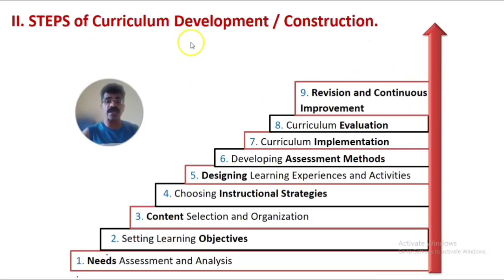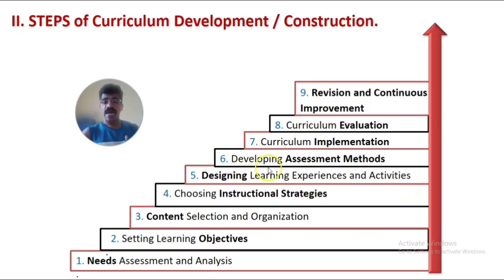Now let us talk about the steps of curriculum development or construction. There are 9 important steps. First one is need assessment and analysis of that need. Second is setting learning objectives, goals and objectives. Then content selection, that is topic or subject selection, and organization, arrangement. Then fourth step is choosing instructional strategies or method of teaching. Then fifth is designing the learning experience and activities for the students.